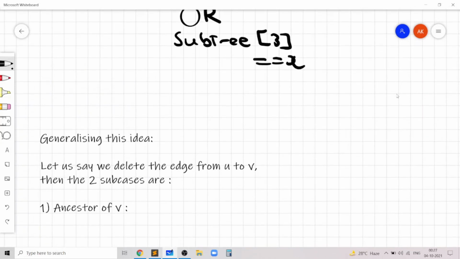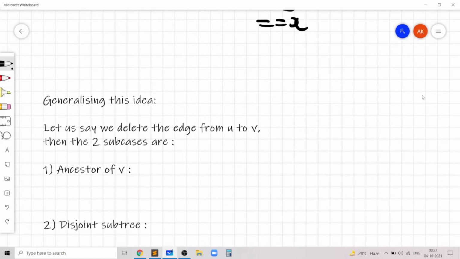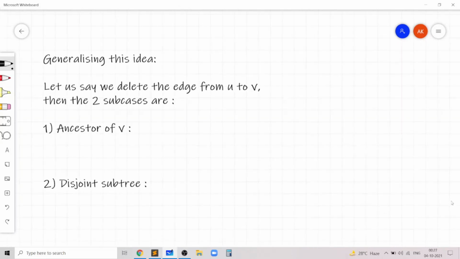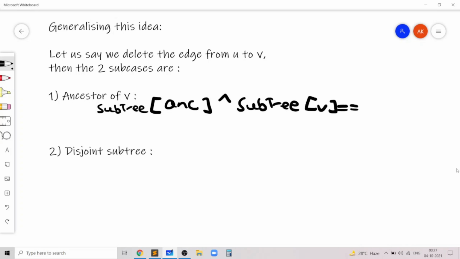So let's say that there are going to be two subcases of edges. The second edge which we can delete is going to be either an ancestor of v, or it's going to be a disjoint subtree. So if it's an ancestor of v, let's say a and c, then what we need is that the subtree XOR of that a and c XORed with the subtree XOR of v should be equal to x basically. And notice that since subtree XOR of v is x, we basically need the subtree XOR of the ancestor to be equal to 0.